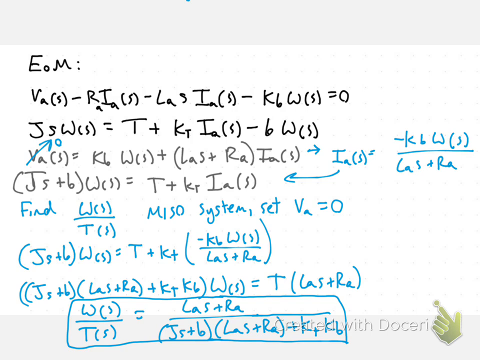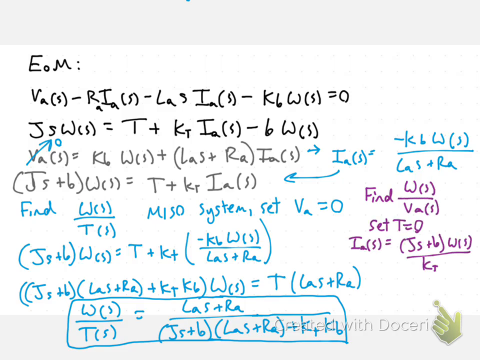If instead of looking at the effect of our angular velocity on our input torque, we wanted to look at our angular velocity based off of our input voltage, then we could set our torque equal to 0, and that's going to cause I_A(s) to be equal to (J s + B) omega(s) divided by K_T, instead of what it was represented when our voltage was equal to 0.